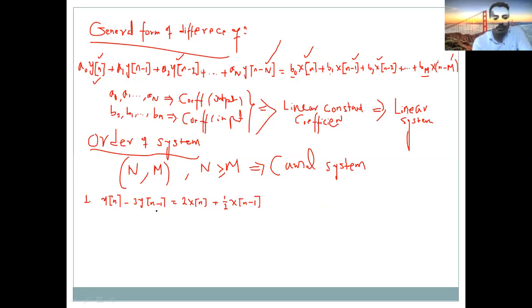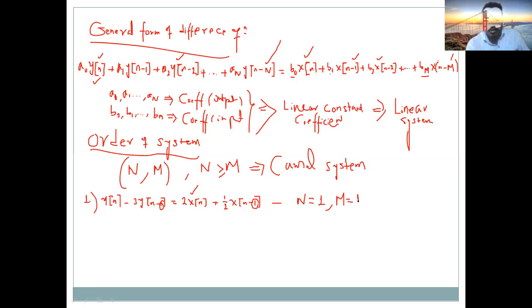Okay, so what is the order of this system? Look here. This is the present output. It depends on what? Output before 1 sampling period, not second. Plus, here is the input, before 1 sampling time. Right? So what is the order of this system? What is N? N is only 1 here. How about M? M is also 1 here.